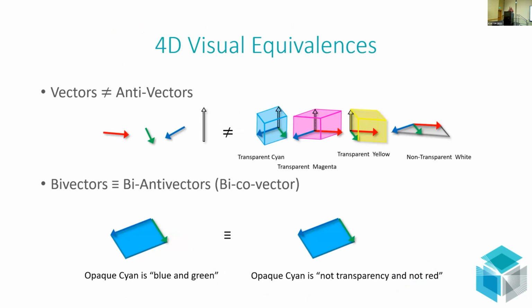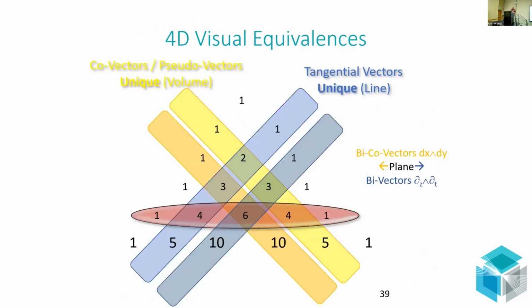And these are the visual equivalences which we have in 4D. Vectors are not the antivectors. They are, of course, distinct. We have 4 vectors, and we have 4 antivectors, which are properties with 4 elements. But the bivectors and the bi-antivectors or bi-covectors are visually the same in 4 dimensions. Like we can describe opaque cyan, which is blue and green, also as not transparent and not red. It's equivalent in 4D. This means we are now here, in this plane here. The vectors are distinct from the antivectors, but the bivectors and the bi-covectors are visually equivalent in 4D.